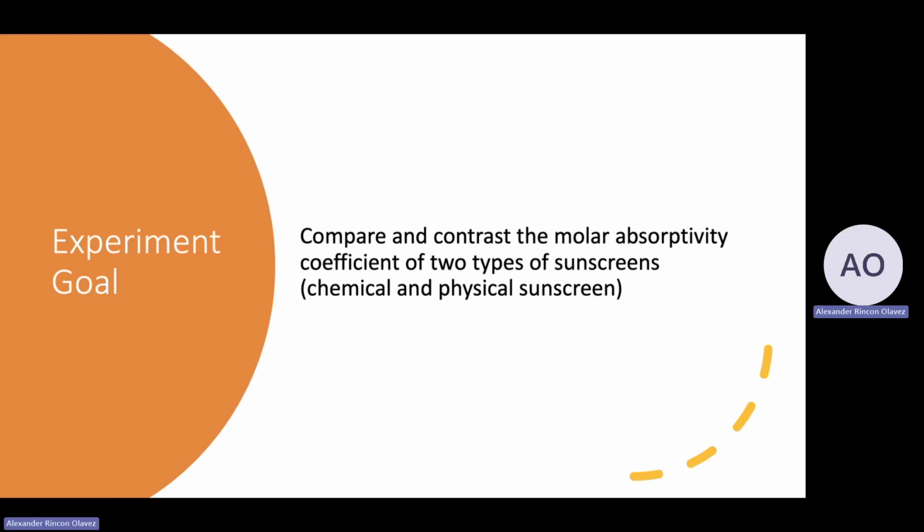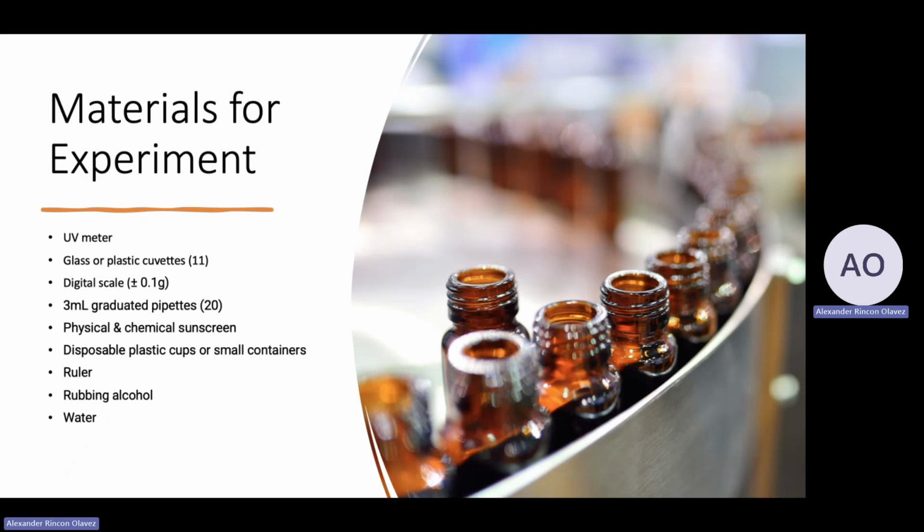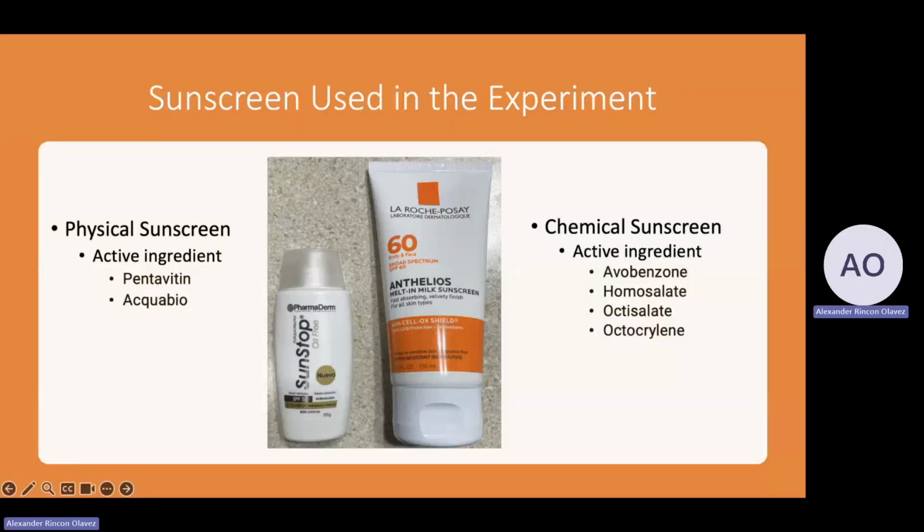So the goal of this experiment is to compare and contrast the molar absorptivity coefficients of these two types of sunscreens. So the materials for the experiment are a UV meter, glass or plastic cuvettes, a digital scale, graduated pipettes, physical and chemical sunscreens, disposable plastic cups or small containers, a ruler, rubbing alcohol, and water. The sunscreens used in this experiment are shown on screen, and the physical sunscreen active ingredient was mainly pentabutene, while the chemical sunscreen active ingredient was avobenzone.